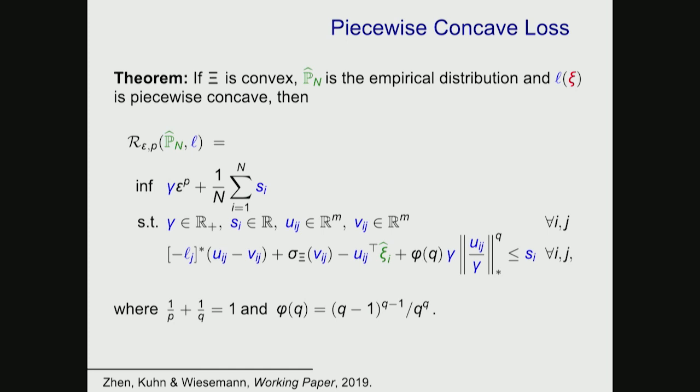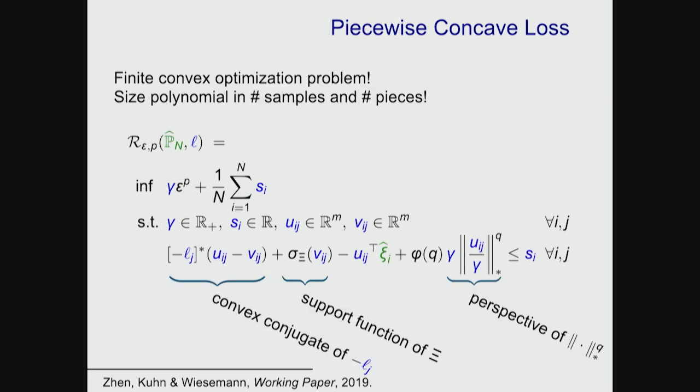First of all, this problem involves a constant q, which is just related to p through the usual p-q conjugacy relation. And it involves a constant phi of q, which is defined as this ratio here. So first, this is indeed a convex optimization problem. In particular, the third constraint group involves the convex conjugate of the negative component functions. It involves the support function of the convex set xi, and it involves the perspective function of the dual norm to the power q. So all of these are convex functions. In fact, this problem scales only linearly in the number of samples and in the number of concave components. Therefore, under reasonable conditions, this problem can be solved very efficiently.